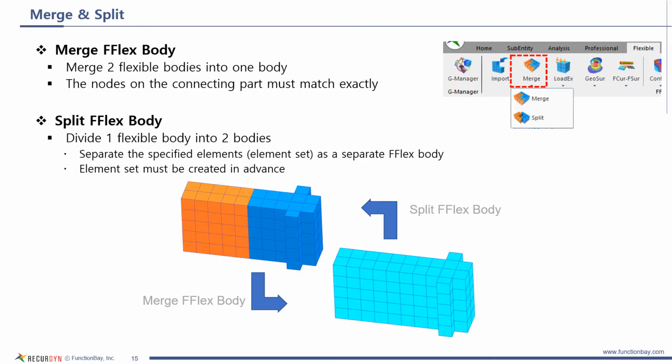Merge is a function that merges two flexible bodies into one flexible body. The nodes of the connecting parts must match exactly. Conversely, split is a function that divides one flexible body into two bodies. When using split, since the element set specified by the user is divided into each separate flexible body, it is necessary to specify the element set in advance.